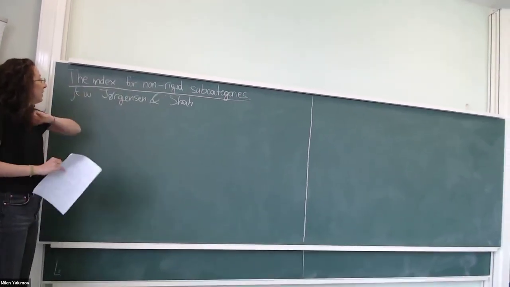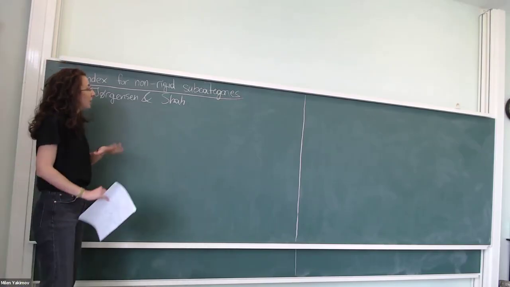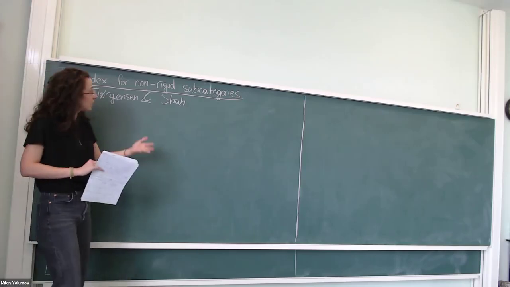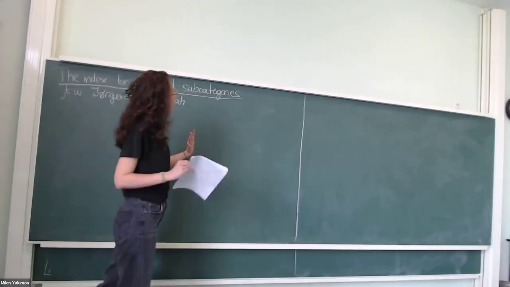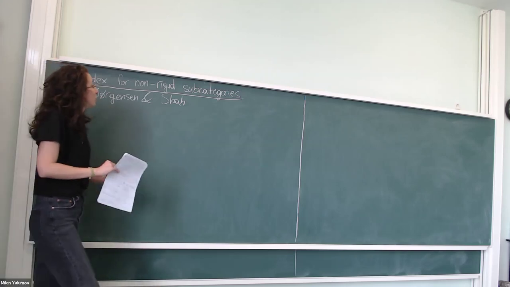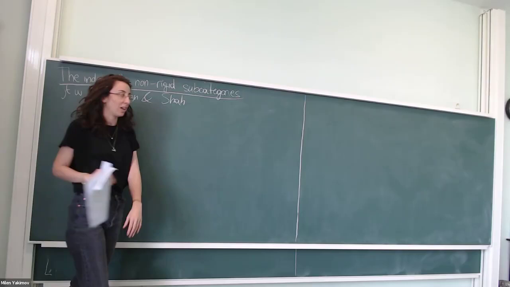So yes, the index was first introduced by Auslander in the context of abelian categories, module categories, and then it's been brought to triangulated categories, cluster categories that we've just seen in the previous talk, and so on. And it's played a very important role in homological algebra and higher homological algebra as well.